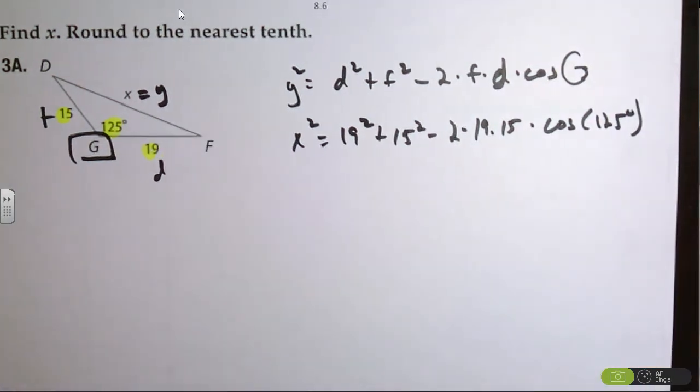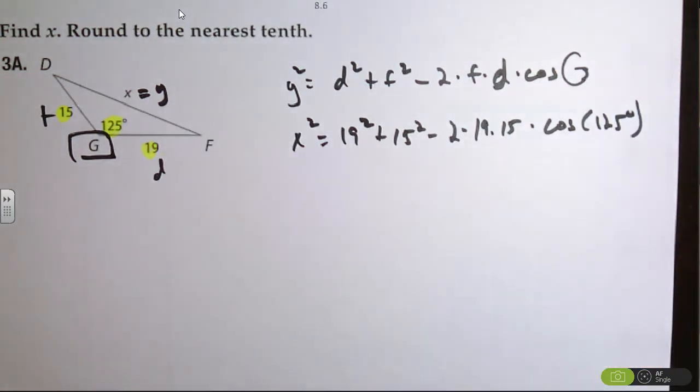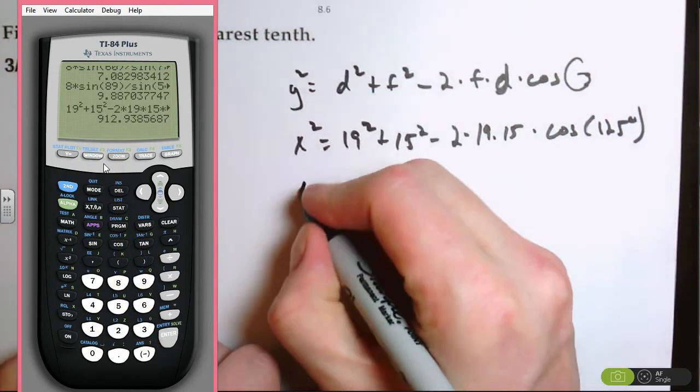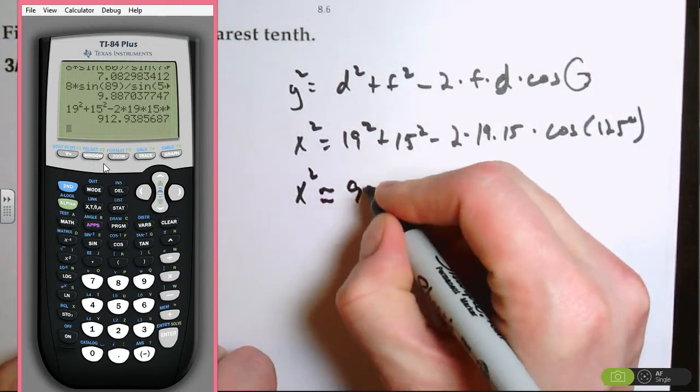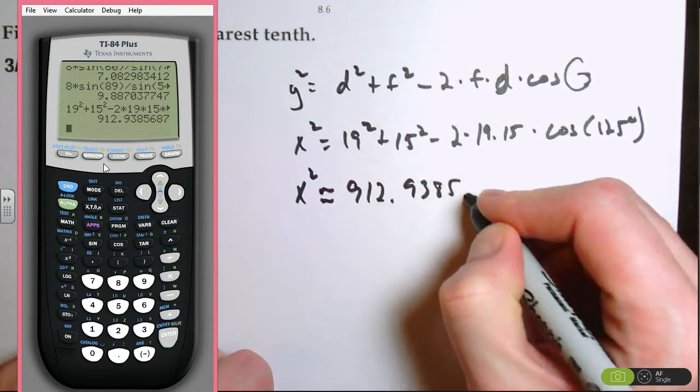Now, in order to do this, we're going to have to do all this in the calculator. So I have to pull up my calculator. So 19 squared plus 15 squared minus 2 times 19 times 15 times the cosine of 125 degrees. That gives me 912 point whatever that is, 0.938, 5 dot dot dot.